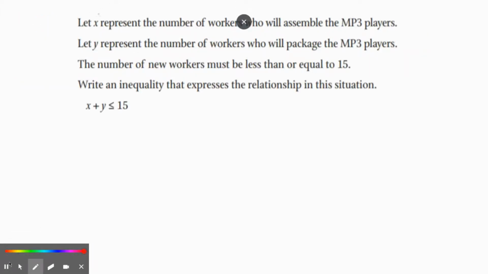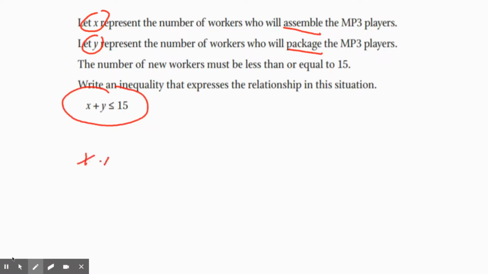There are two different variables, so we're going to use x and y. x will stand for the number of workers who assemble, and y will stand for the number of workers who package. And simply, the equation is going to be x plus y. Now, it says you cannot hire any more than 15, but you could hire exactly 15, so it needs to be less than or equal to 15 because 16 would be bad, 17, anything above 15 would be bad. So that's how you get this particular equation.